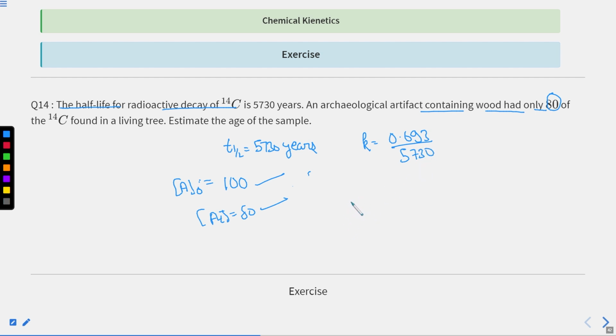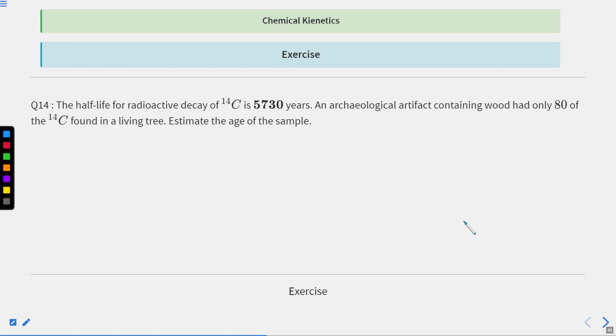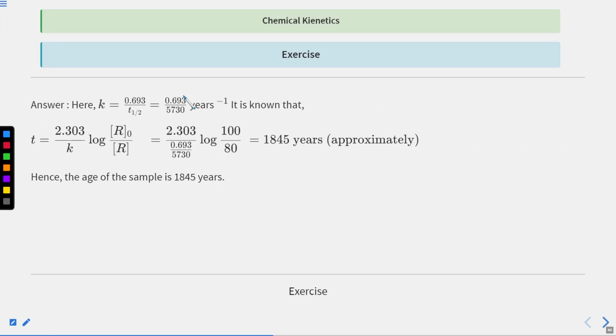So we have just now seen the formula that K will be equal to 0.693 by 5730. Now from the integrated rate equation, T will be equal to 1 by K ln A naught by A, that would be 5730 by 0.693 ln, A naught is 100 and A is 80. This is nothing but a simple calculation. You just calculate this and you will get your T. So let us see it. First we found this value of K, then we substituted 100 by 80 and we got 1845 years approximately.